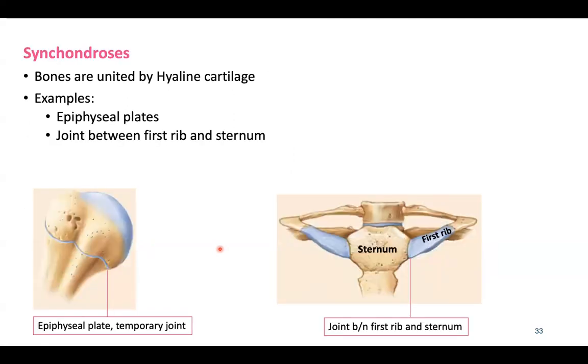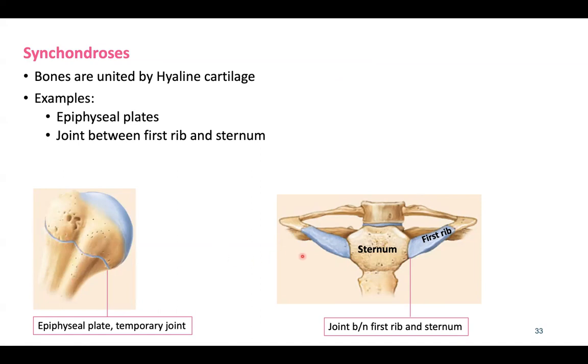When we see synchondrosis, the bones are attached by hyaline cartilage. For example, the joint between the epiphysis and diaphysis is one example of a synchondrosis joint. Between the epiphysis and diaphysis we have the epiphyseal plate, which is hyaline cartilage. But gradually this plate will be replaced by bone, so it's a temporary joint.